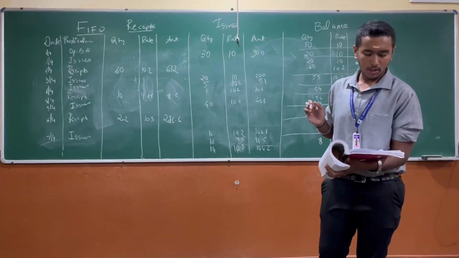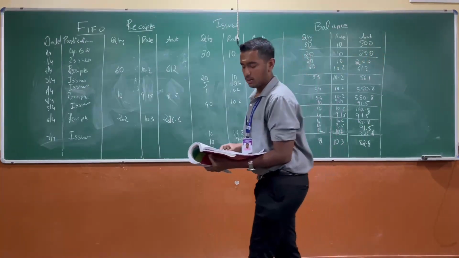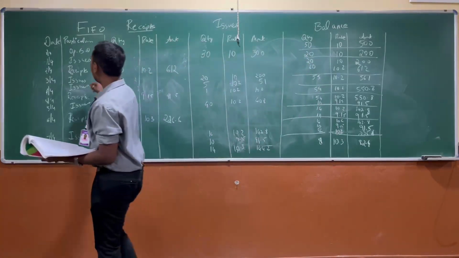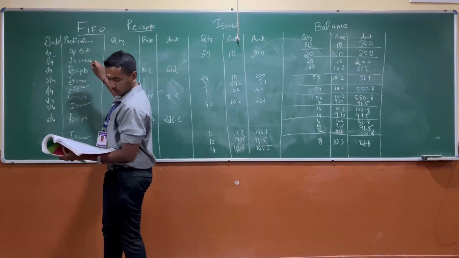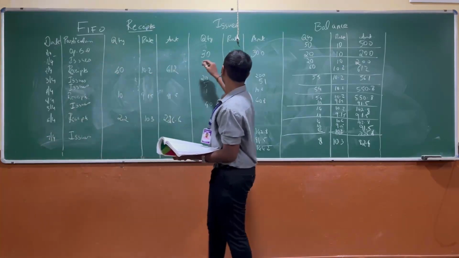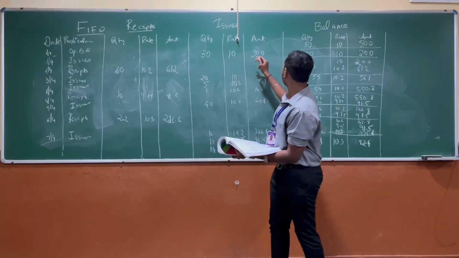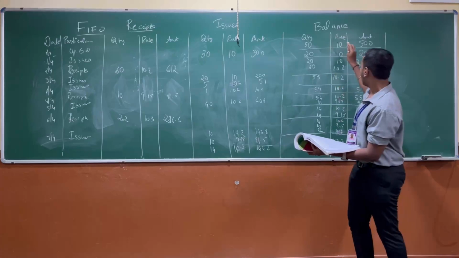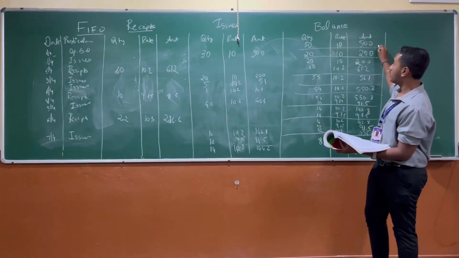1st of April, opening balance 50 tons at rupees 10 per ton. The opening balance has been taken as of 1st of April. So the opening balance has been taken here, 50 tons at rupees 10 each, so 500 balance cost.